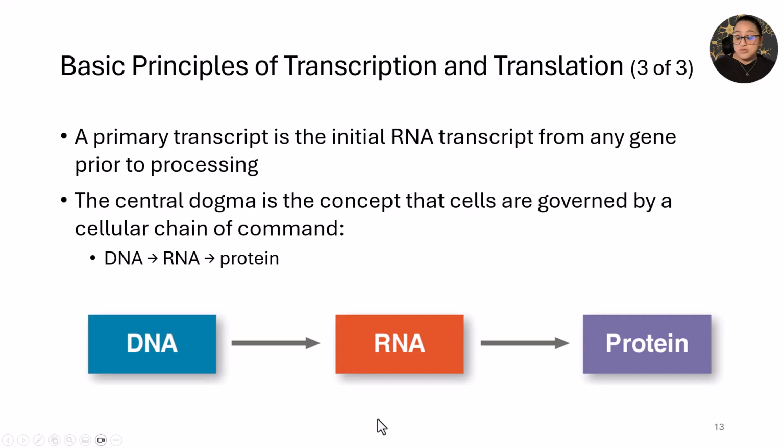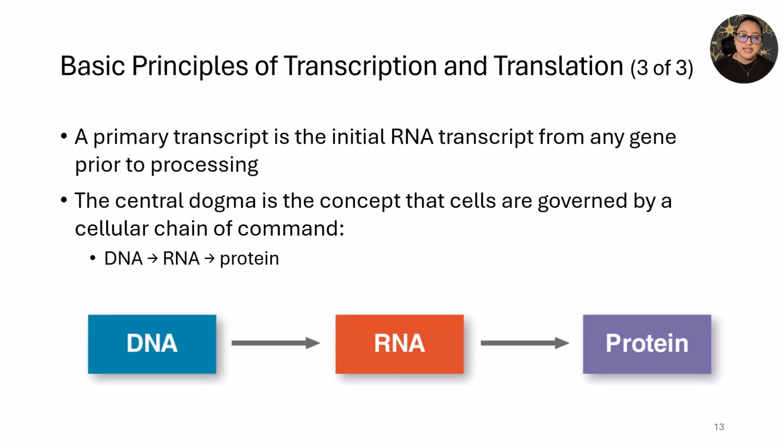So this is gene expression, basically. There's DNA, and that is what dictates the RNA that's going to be made. And then that's what dictates protein. So DNA is read and gets transcribed into RNA. And that is what our textbook calls a primary transcript. It's like the first draft. And so that's the initial RNA transcript from any gene prior to processing. Then you kind of have to fine tune it.